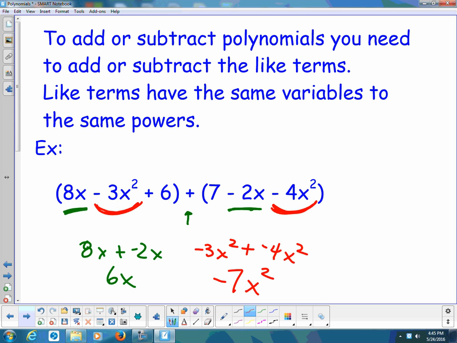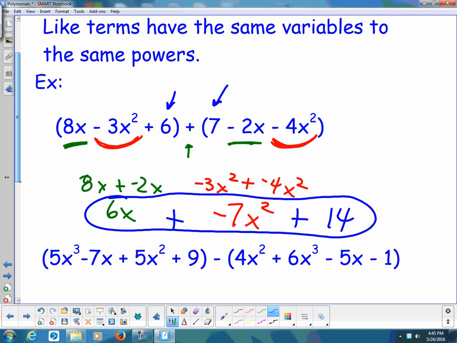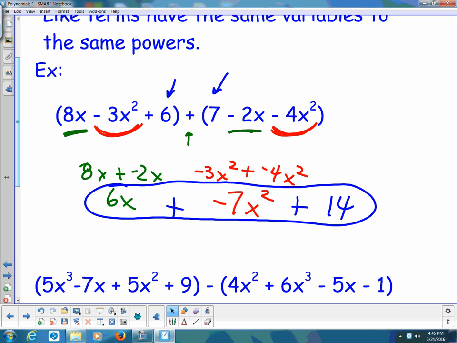And then do I have constants? Well, sure, I've got a 6 here, and I've got a 7 here, and I am adding those, so that's going to give me 14. So I'm really adding these three together, 6x plus a negative 7x squared plus 14, but let's put it in standard form, and slide this down a little bit.